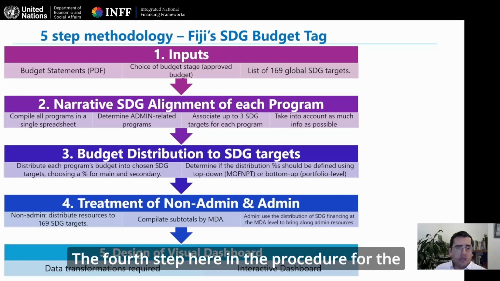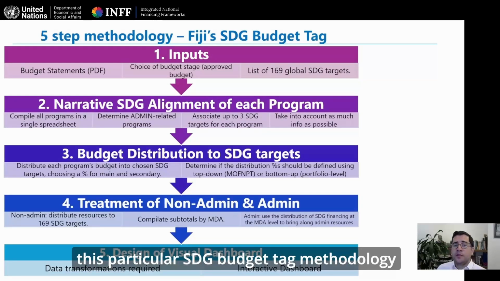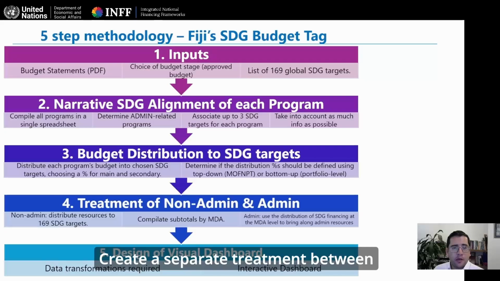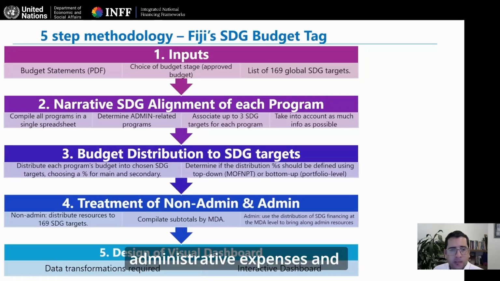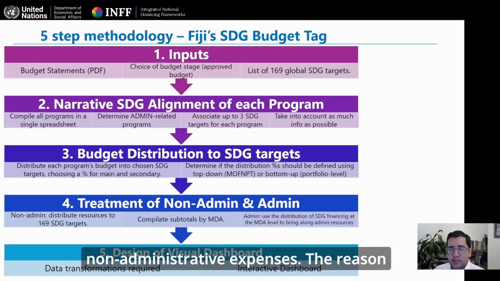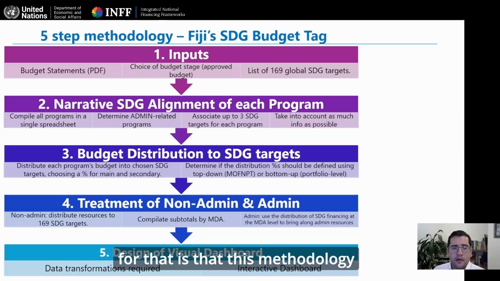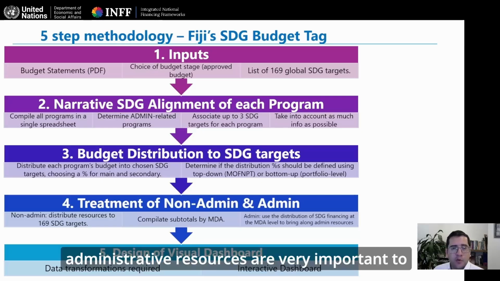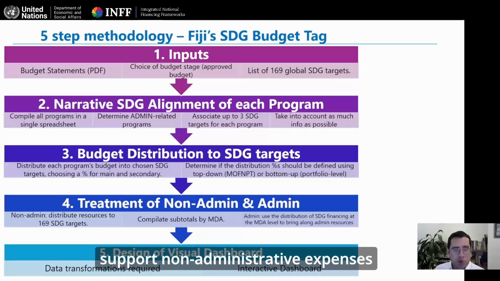The fourth step here in the procedure for this particular SDG budget tag methodology is to create a separate treatment between administrative expenses and non-administrative expenses. The reason for that is that this methodology assumes that administrative resources are very important to support non-administrative expenses.